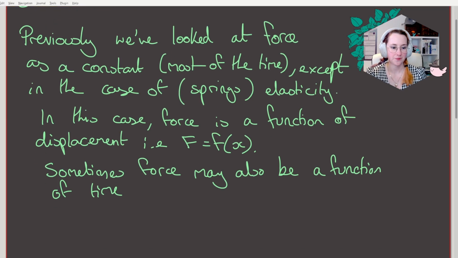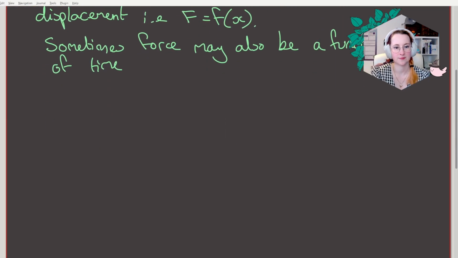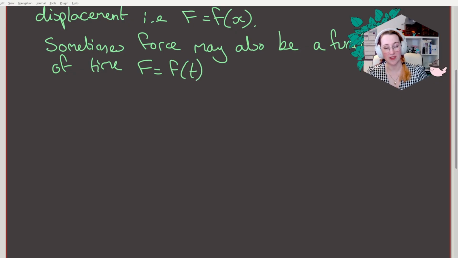Now what do we do? F is f of t. You could get something that is both a function of distance and time, and then that starts getting really complicated with multivariate functions, but we don't need to worry about those until undergraduate, so it's all good.